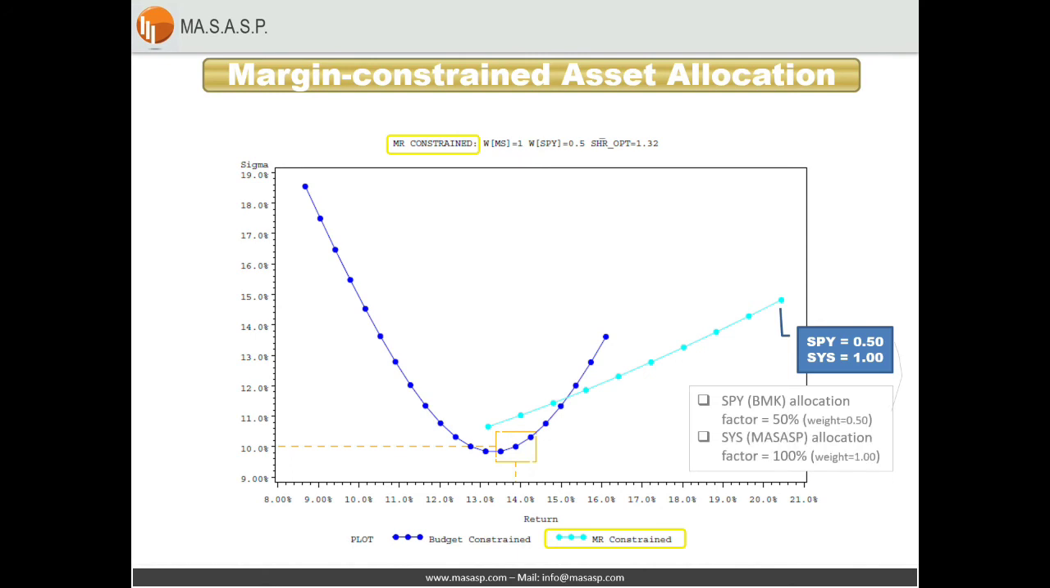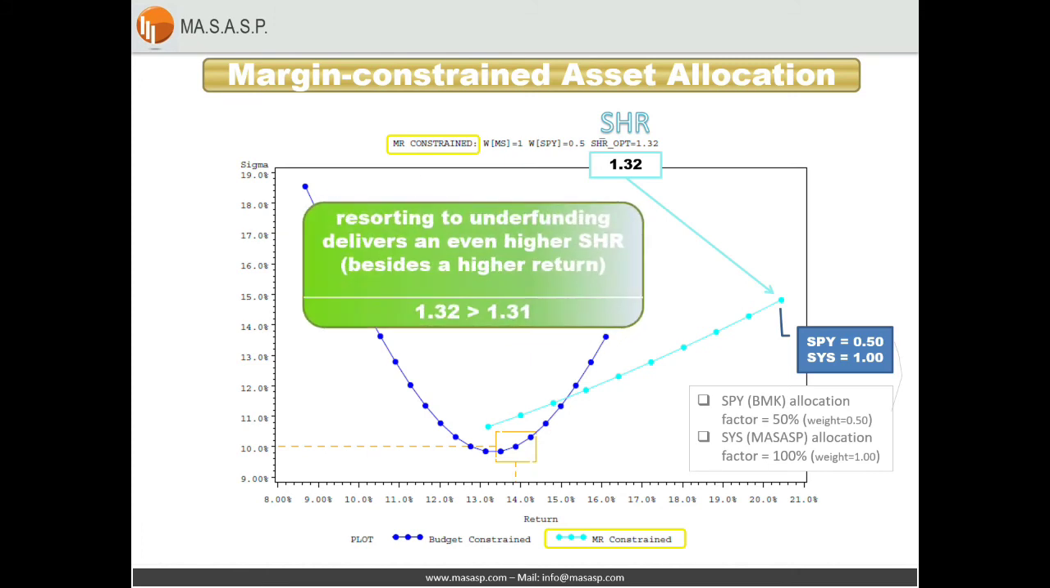This portfolio has a Sharpe ratio of 1.32, which is even better than that resulting from the budget-constrained allocation. Besides, it delivers a higher return, 20.5% instead of 14%.